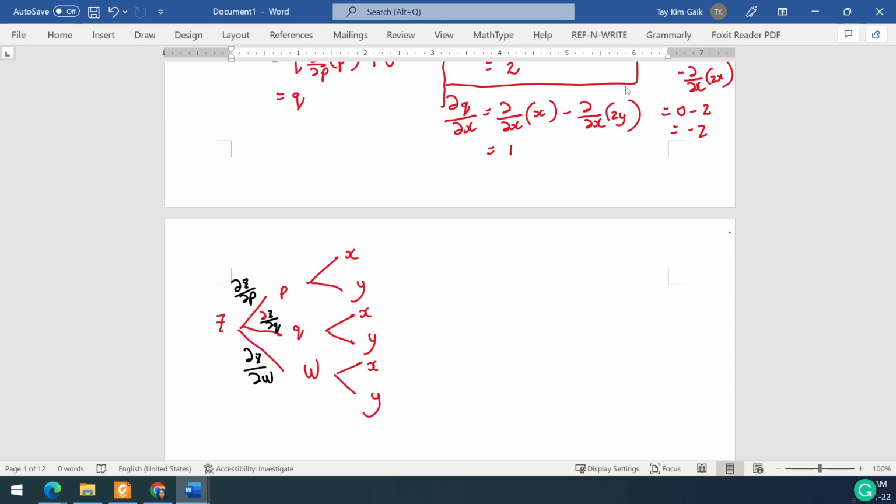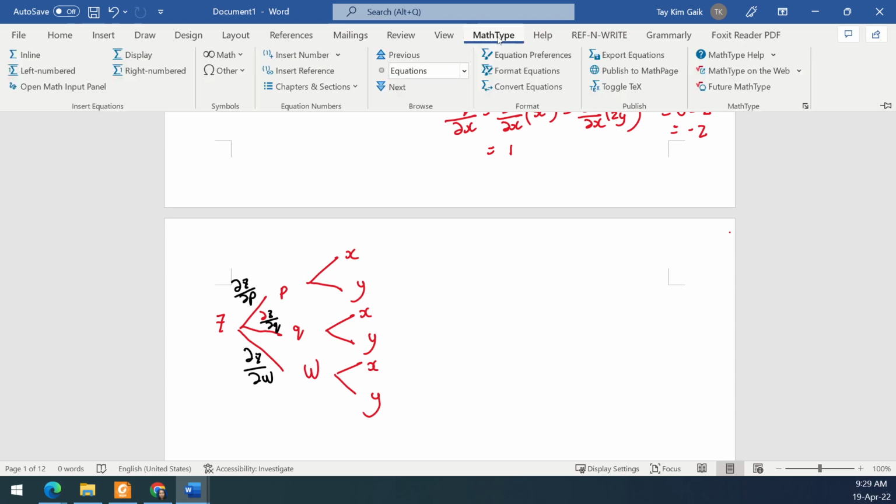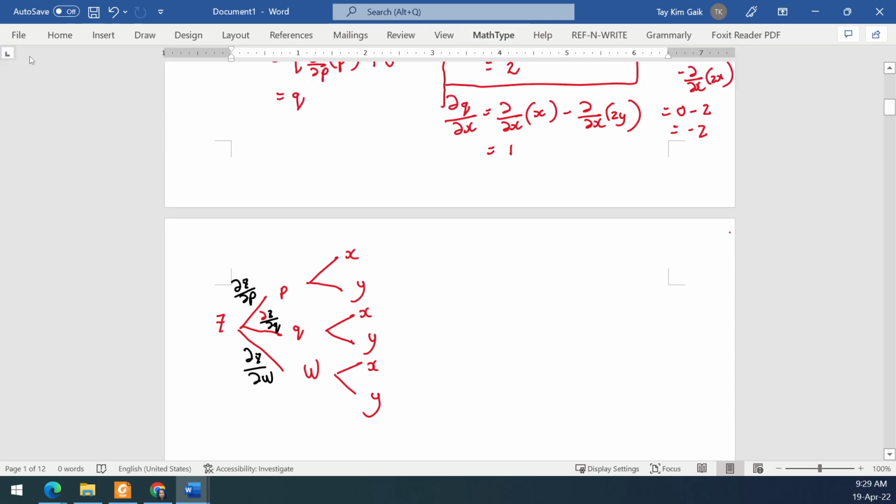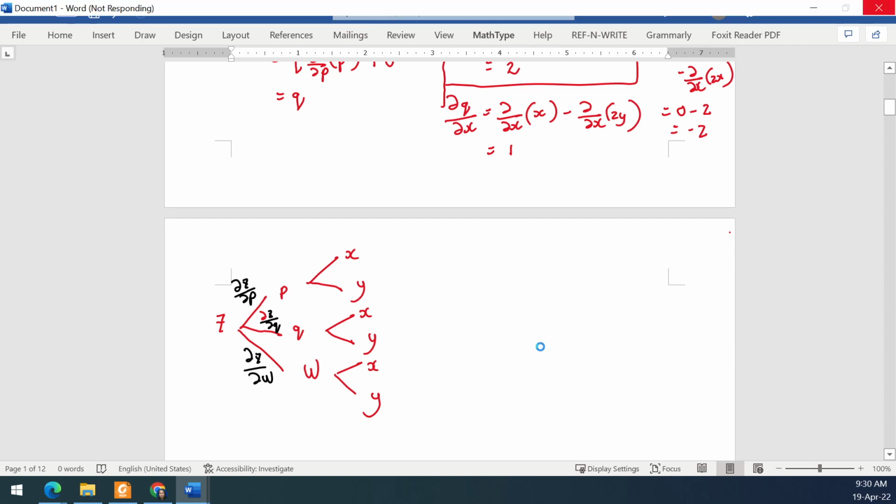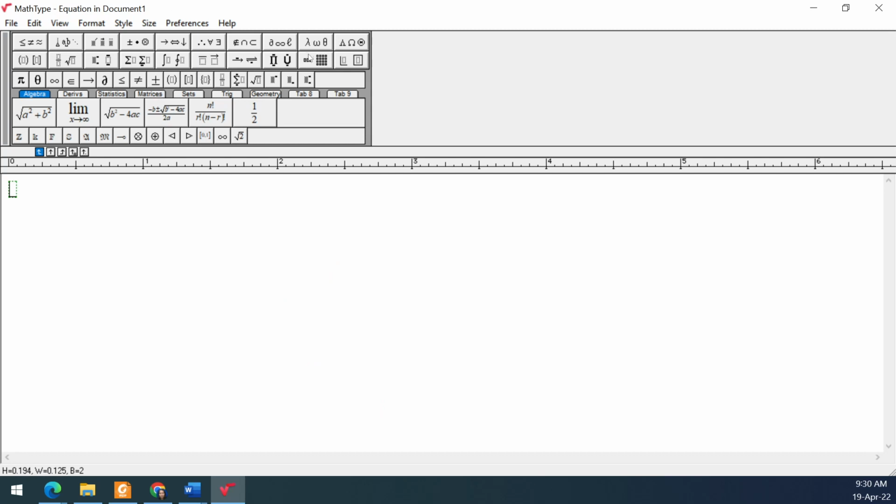I show you the symbol because some of you write the wrong notation. This is the symbol of del.